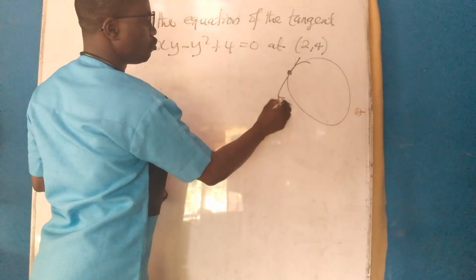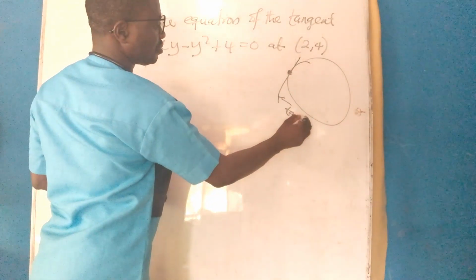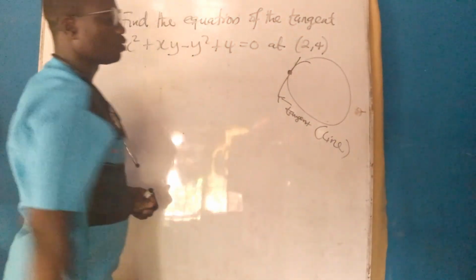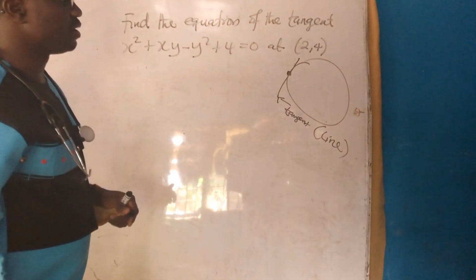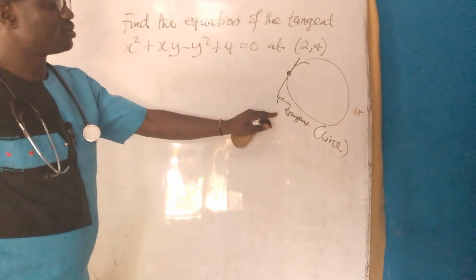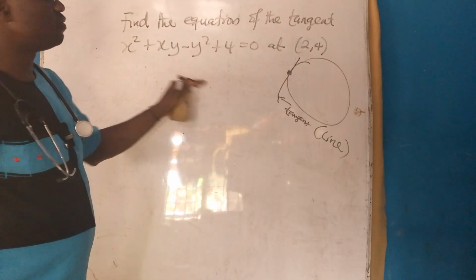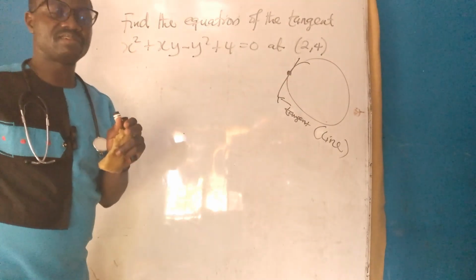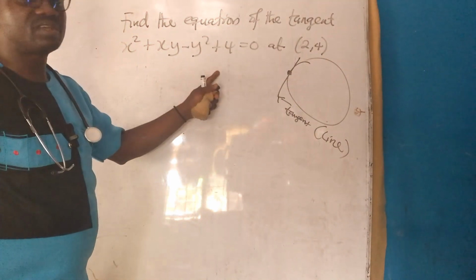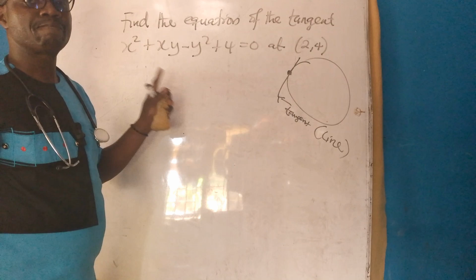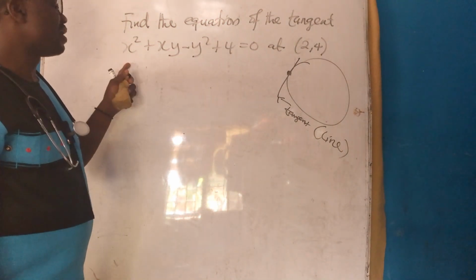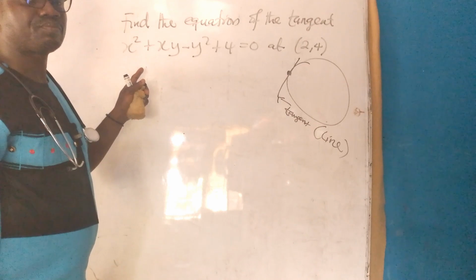So we are going to look for the tangent, which is a line, and find its equation. Before we can do that, we need the gradient. We have to deduce the gradient from this particular equation, and we can only do this by applying calculus.